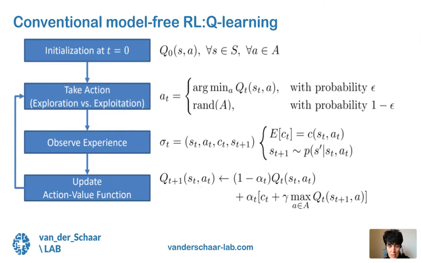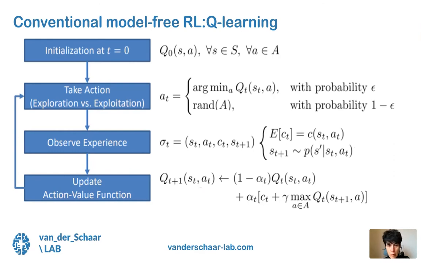And then we take actions by using a trade-off between exploration and exploitation. So with probability epsilon, we are going to exploit. We are going to select the action that will minimize the Q function at the current moment in time, given the fact that we are in state ST. And with probability 1 minus epsilon, we are going to select randomly another action.